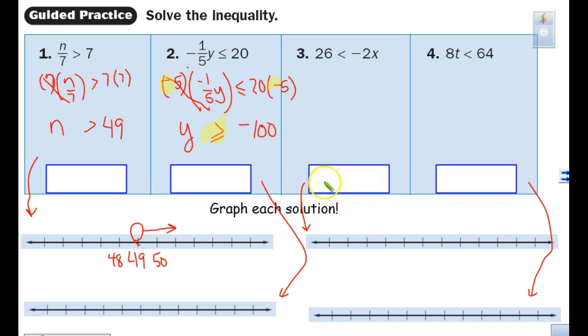If we think of a number greater or equal to negative 100, if I plug in 0 for y, does it make this true? Yeah. So 0 is greater or equal to negative 100, right? We could have tried negative 50, or any number bigger than that, okay? Then you're going to graph it down below.